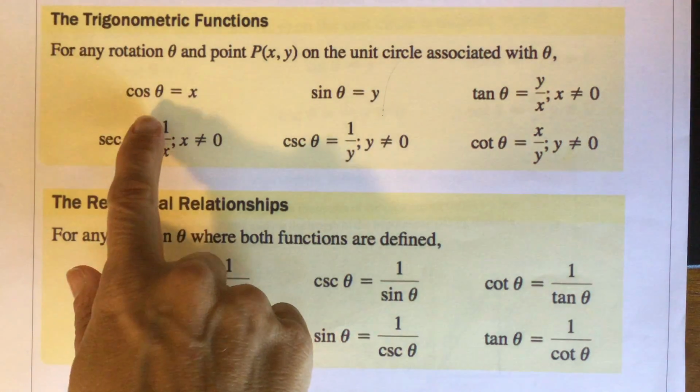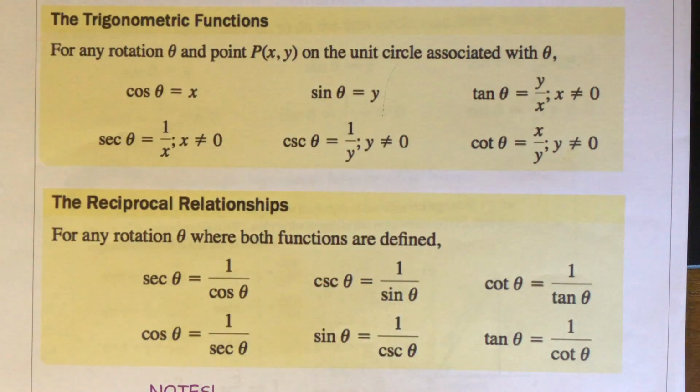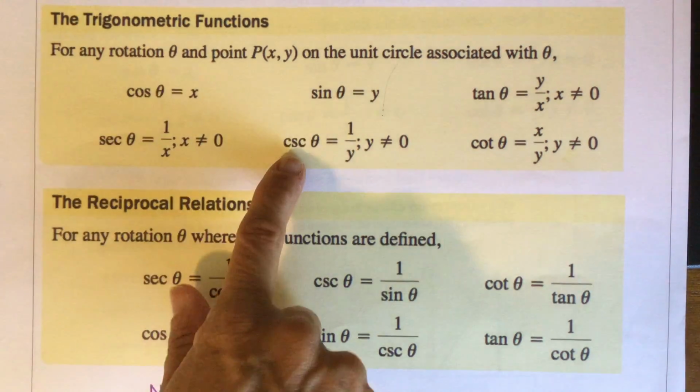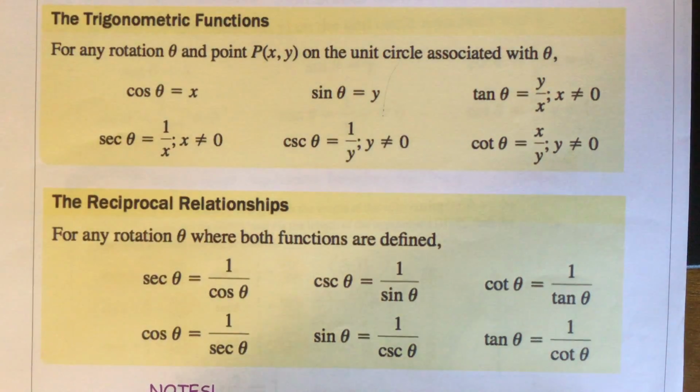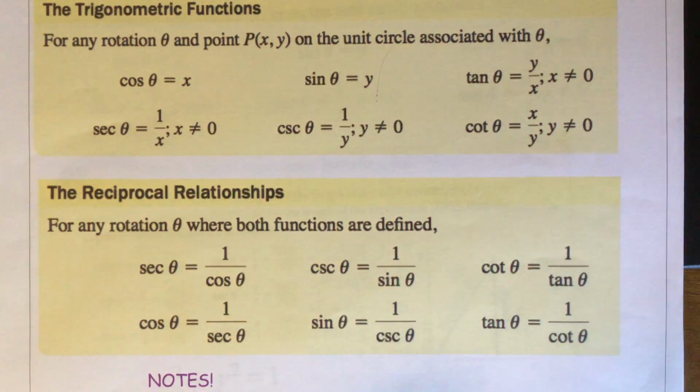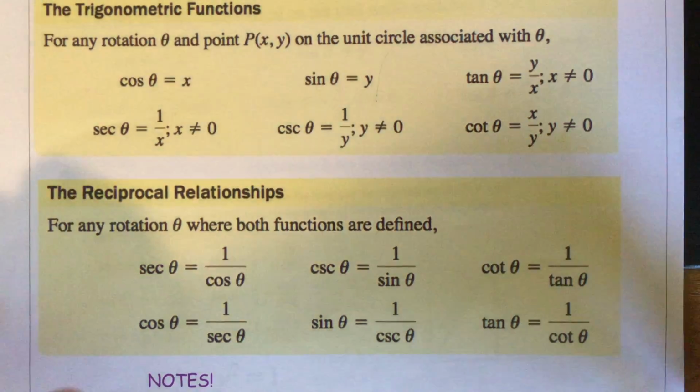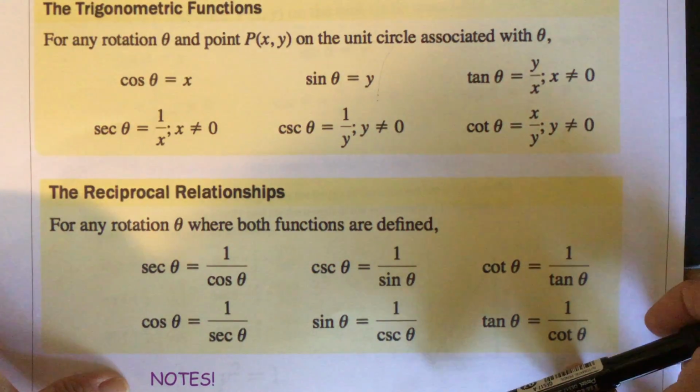We already knew this relationship that cosine and sine were the x, y on the unit circle, and so that would make tangent y over x. And now we're introducing our reciprocal functions, where secant is a reciprocal of cosine, cosecant is a reciprocal of sine, and cotangent is a reciprocal of tangent. So these relationships are really important and very useful, so you'll want them in your notes. When we get to identities, you'll want these in your notes showing the relationship between the functions for the reciprocal relationships. All right, so you can pause and copy those down if you want.